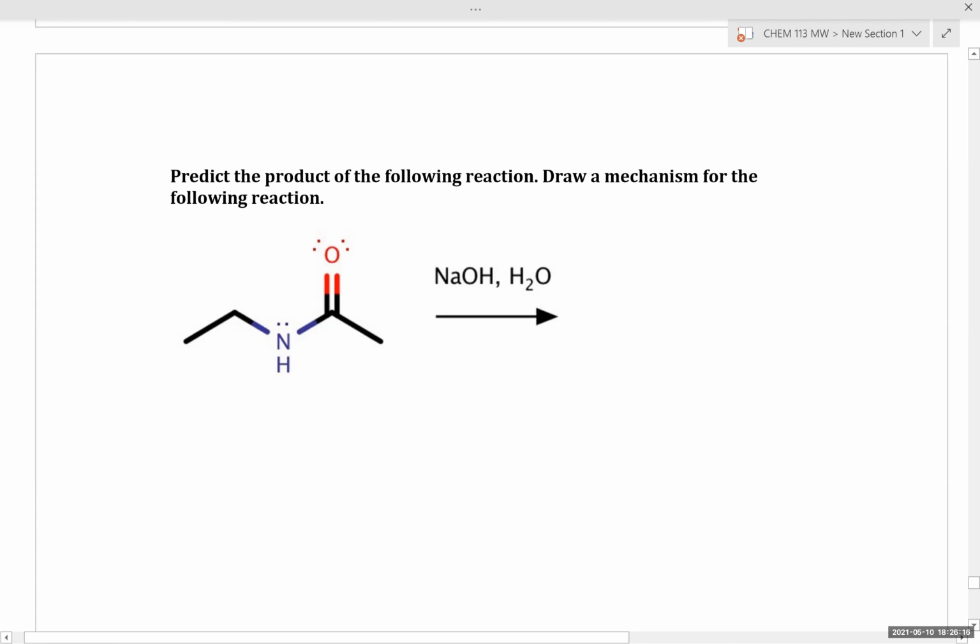So, would anyone like to volunteer and share a proposed mechanism for this reaction? Or would anyone like to predict the product from this reaction?